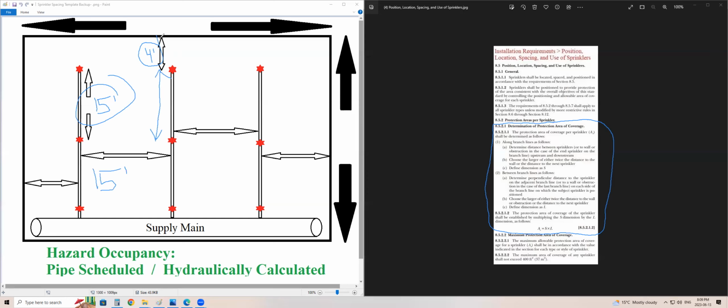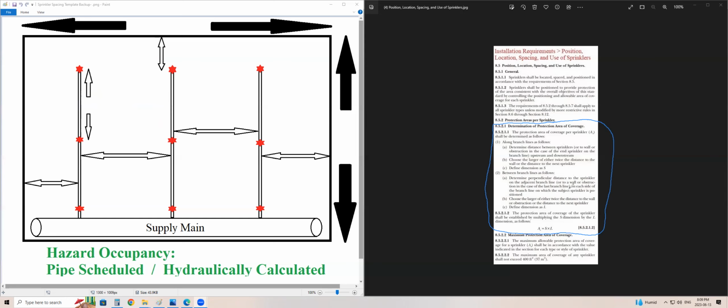Twice the distance to the wall or between sprinkler heads, whichever is the larger dimension. All right, that's key, very key to remembering this kind of stuff. Delete all of this. Cool. And then between branch lines as follows.